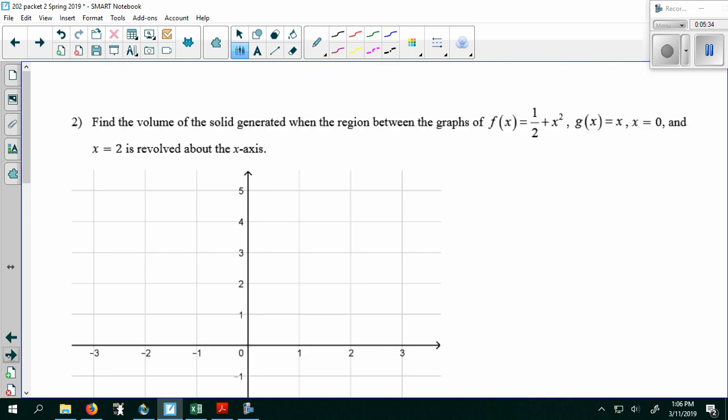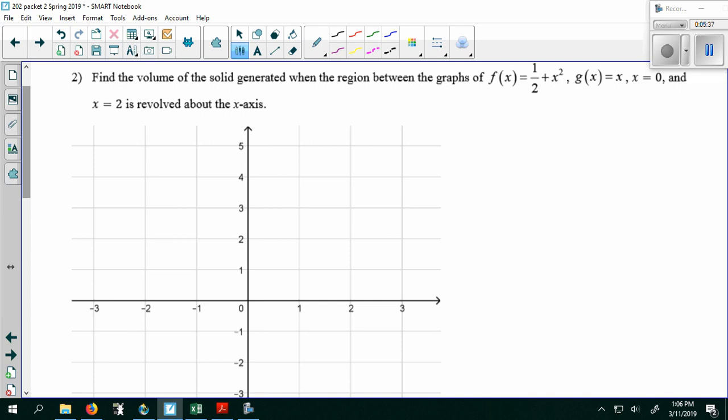Okay, now I want to find the volume of the solid generated when the region between the graphs of f of x equals 1/2 plus x squared, g of x equals x, x equals 0, and x equals 2 is revolved about the x-axis. So let's sketch each of these curves.